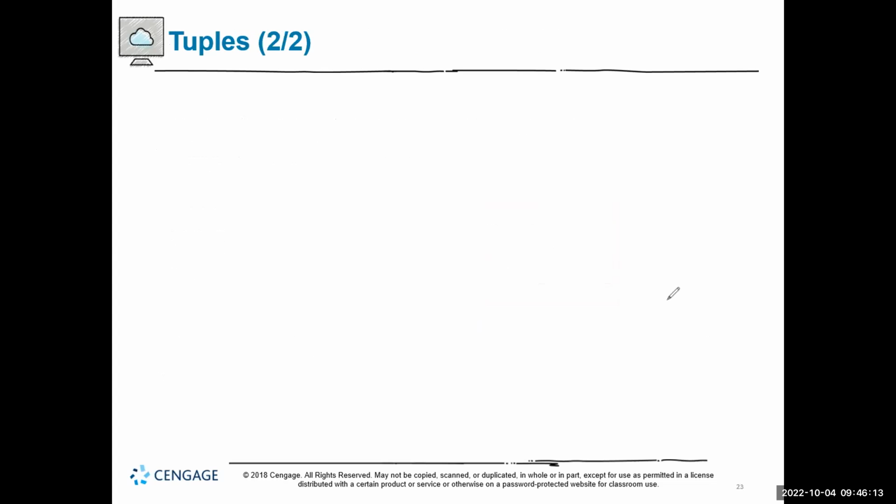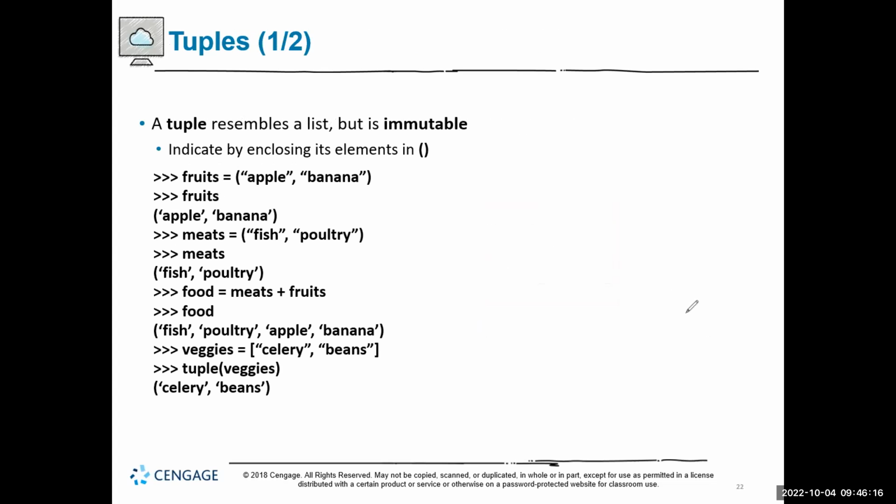Now we move to the tuple. Tuple is actually quite the same as the list. The only difference is that it is immutable. That means you cannot modify it. You cannot append to it, you cannot change any value of the element, and you cannot delete it. And to indicate a tuple, you use parentheses here.